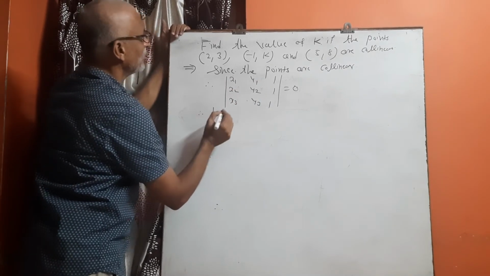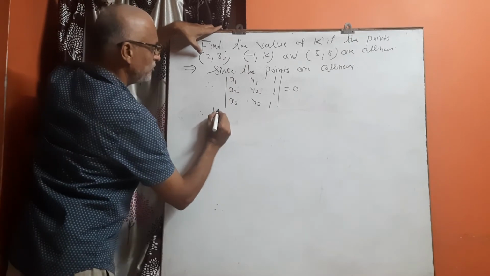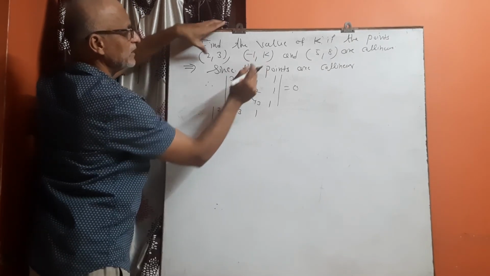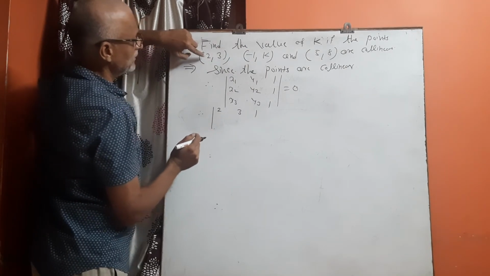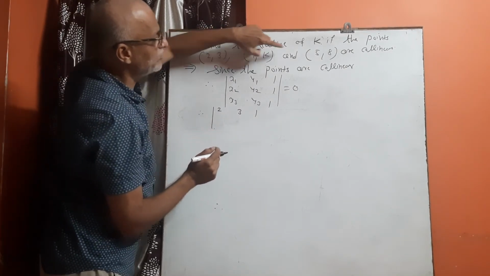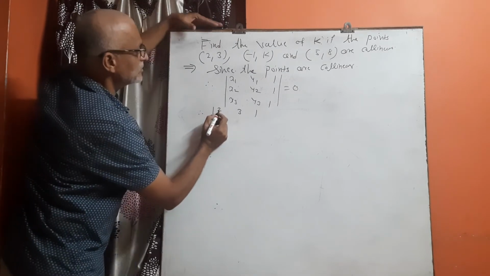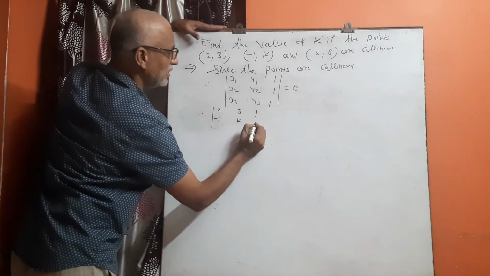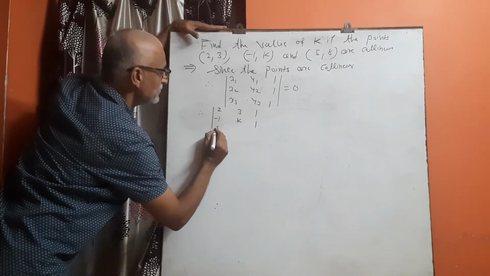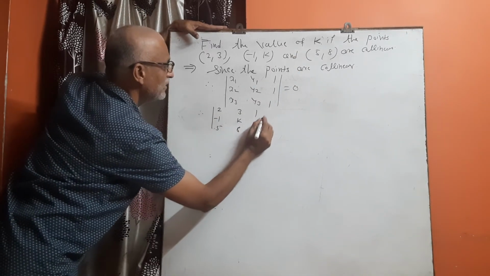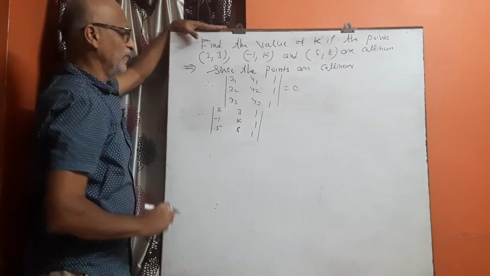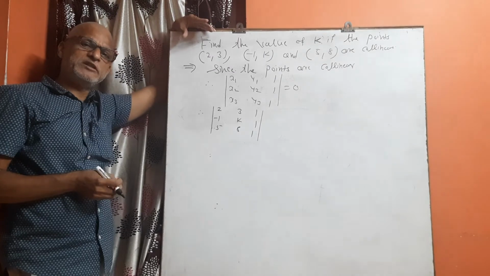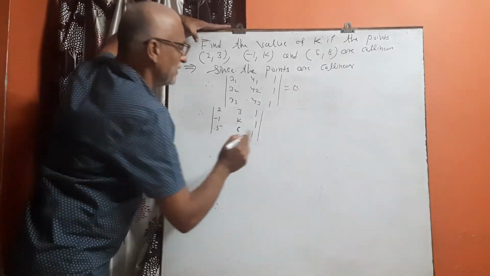Therefore we'll get the determinant: 2 3 1, then x2 y2, that is -1 k, 1. This is x1 y1, x2 y2, and x3 y3 is 5, 8 and 1. Now we will solve it directly. Since there are many problems with a 3 by 3 determinant, that's why we will solve it directly.